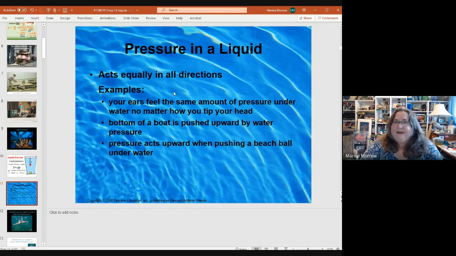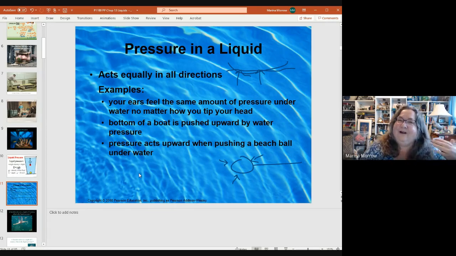Okay, now, of course, pressure acts equally in all directions, but this means that if you have a boat in the water, then the water pressure pushes the boat upwards. But if you're swimming under the water, then your ears are going to hurt no matter what direction you are, if you get too deep, because of that water pressure, right?